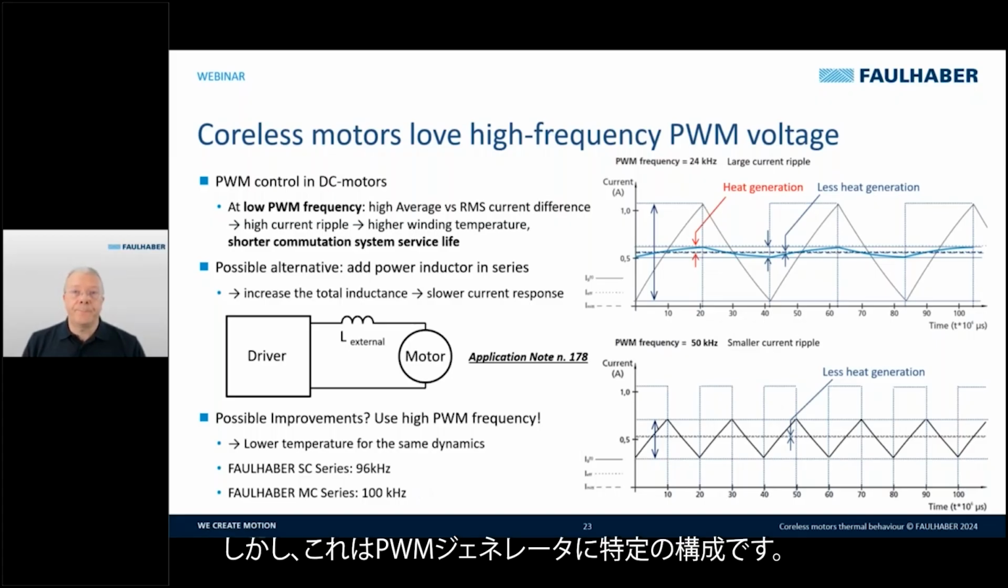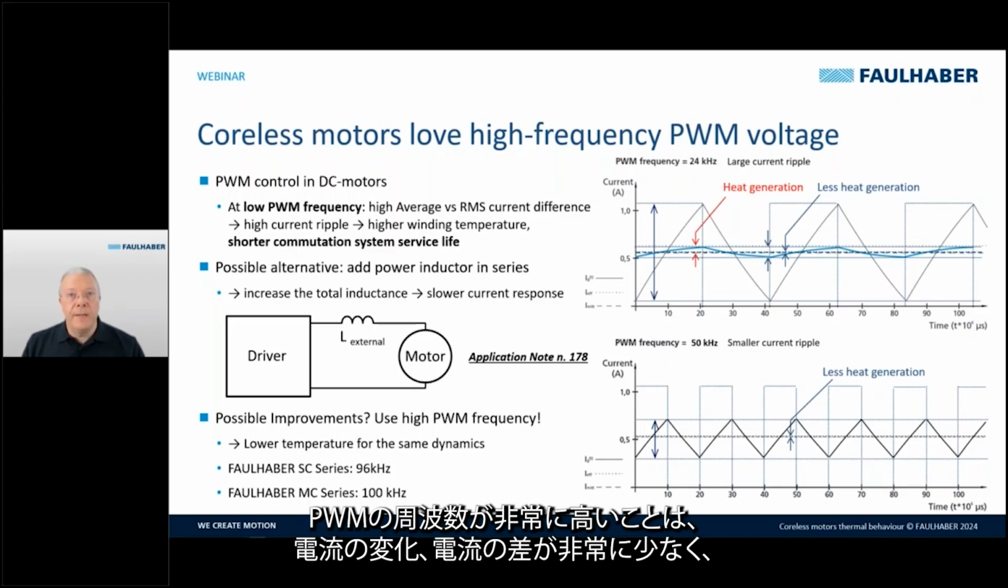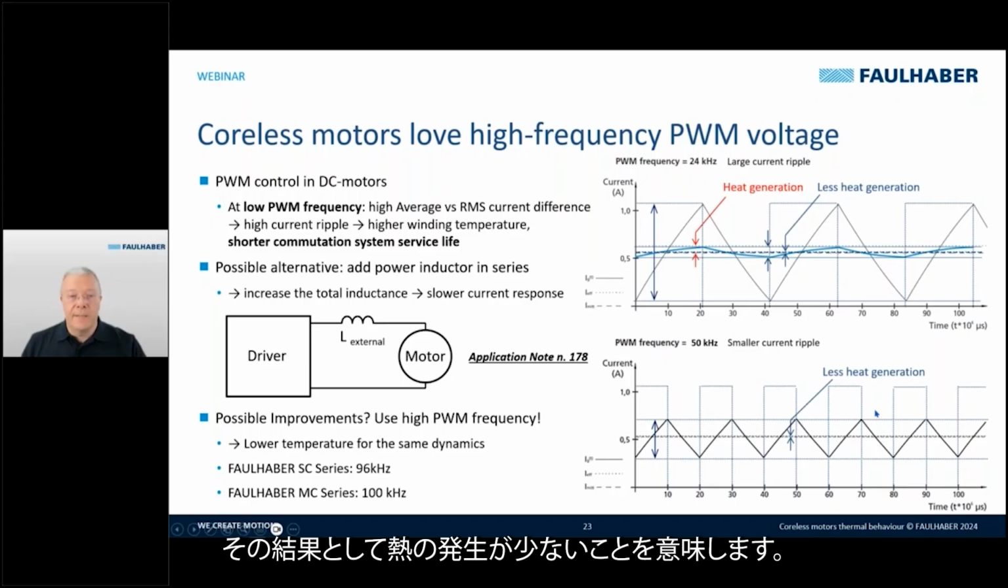particular configuration of the PWM generator. We effectively reach 200 kilohertz on the motor. So a very high PWM frequency means very low current variation, current ripple, so less heat generation.